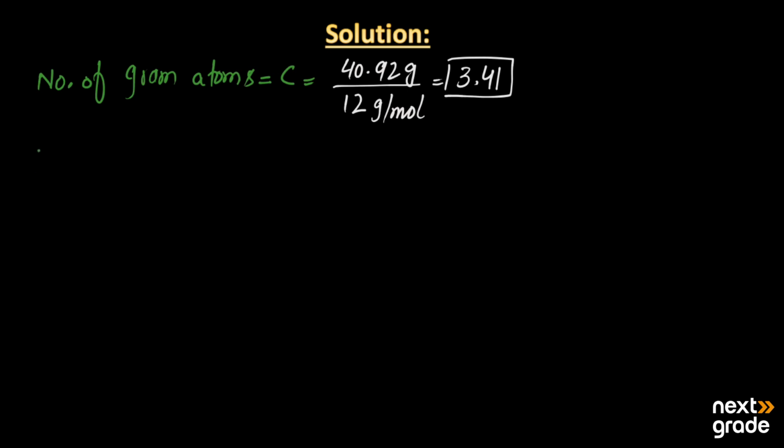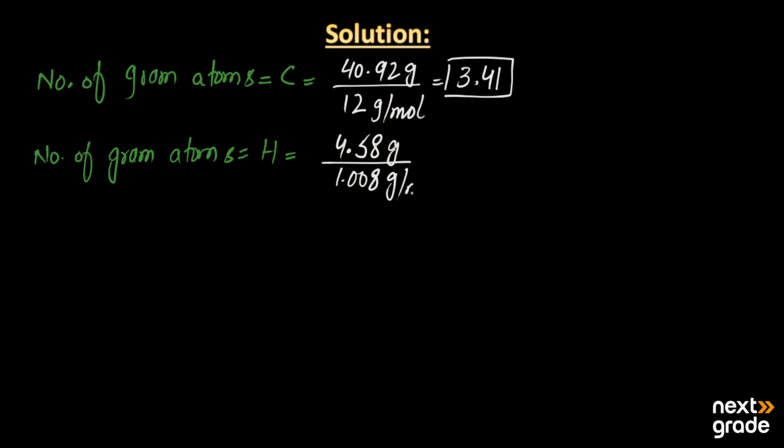Next we have the number of gram atoms of hydrogen. Symbol is H, and the formula uses the percentage composition, which is 4.58 grams, divided by its mass, which is 1.008 gram per mole. So its gram atoms is equal to 4.54.